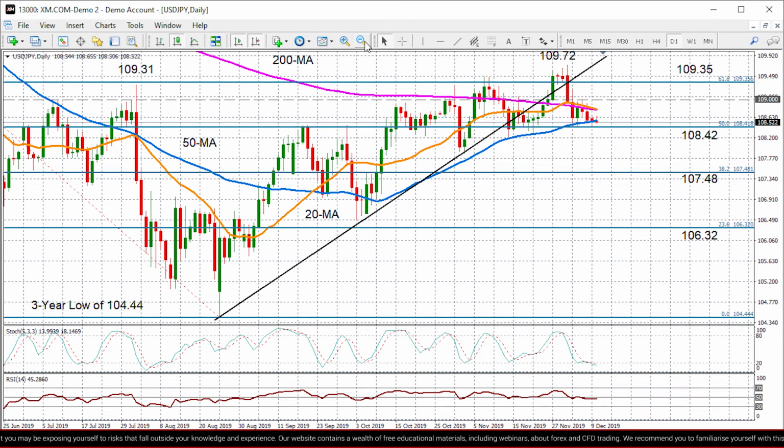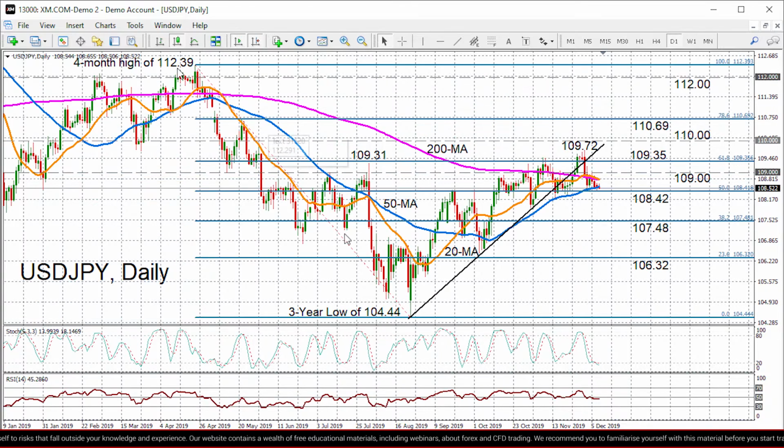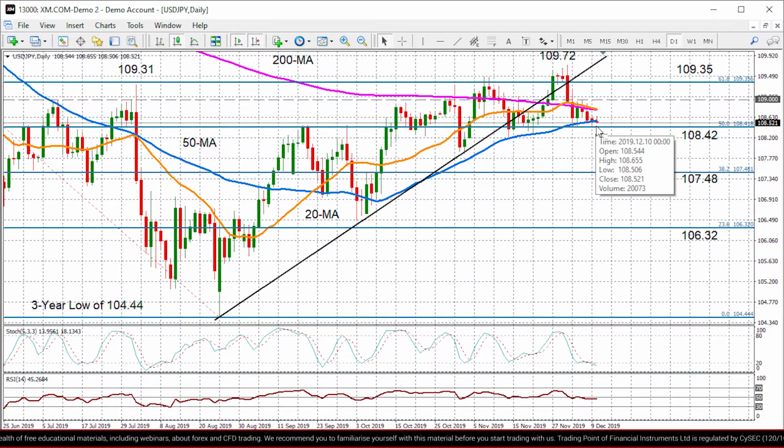There is though strong support coming from the 50% Fibonacci retracement at 108.42, so that's the retracement of the down leg from 112.39 to 104.44, and also the 50-day moving average is close to that level as well. So if prices were to slip below that support area, that would shift the short-term bias to a bearish one, and we could see the declines extending towards the 107.50 region of the 38.2% Fibonacci, and that would also risk shifting the neutral to bullish medium-term outlook to a more bearish one.